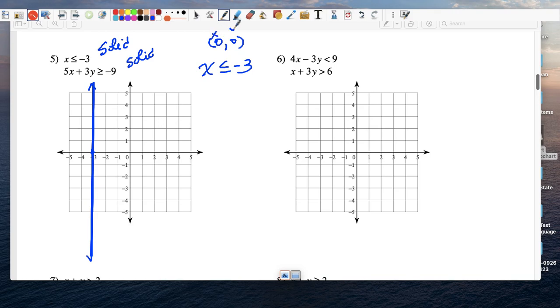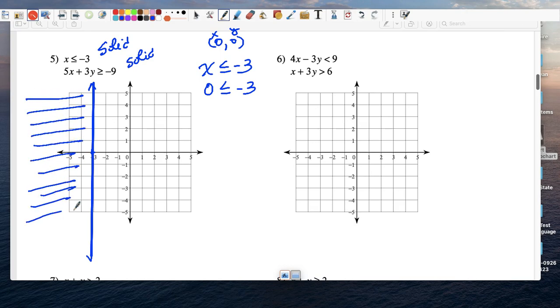This is my x and this is my y. So I'm going to replace x. I don't have to worry about the y. It says 0 is less or equal to -3, and that's not true. 0 is not less, but it's greater. So 0, 0 is here. So I don't want this side here. So it's telling me that you want this side.